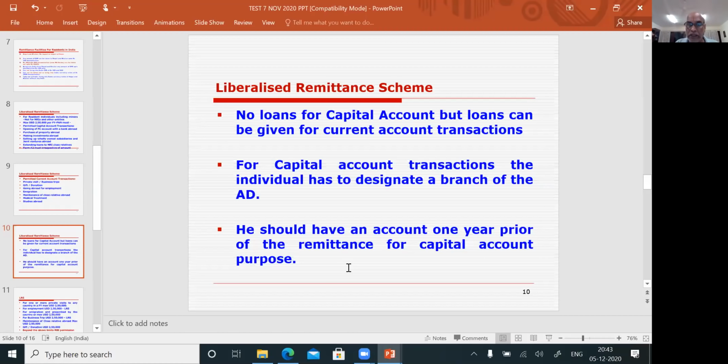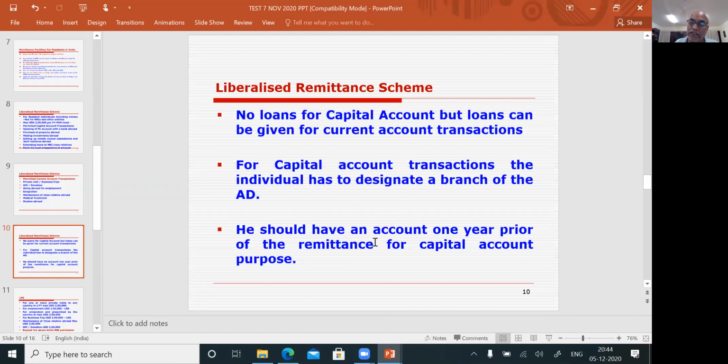Then for capital account transaction, the individual has to designate a branch for release of the LRS by the authorized dealer. He has to go to one bank only for capital account transaction. For the capital account transaction, you should have the account at least 1 year prior to the remittance. So capital account transaction restrictions are there. For capital account transaction, no loan will be given. For current account transaction, loan can be given.